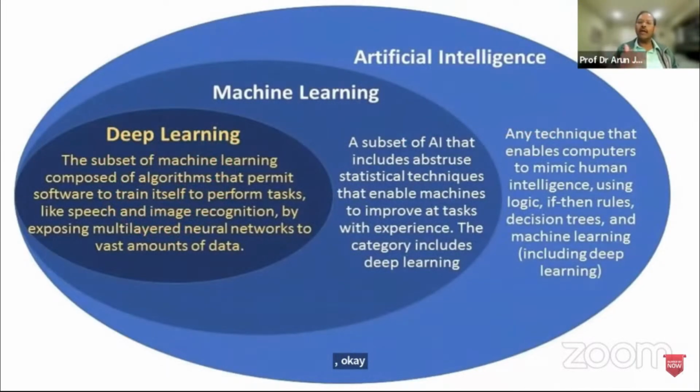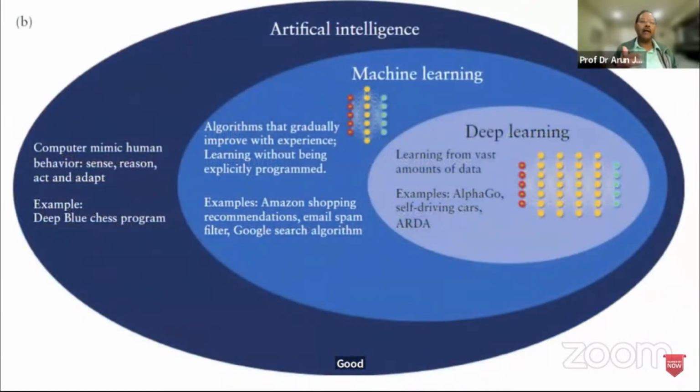So let me introduce the three terms. I'm going to be brief because last time I covered all of these. We have AI, ML, and DL. AI is computer mimicking human behavior: sense, reason, act, and adapt. Whereas ML is an algorithm that gradually improves. Something that is more important is that ML improves with experience. And then deep learning, DL, learns from a vast amount of data. The examples are AlphaGo and self-learning cars.